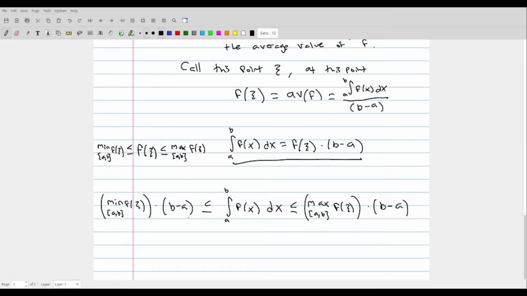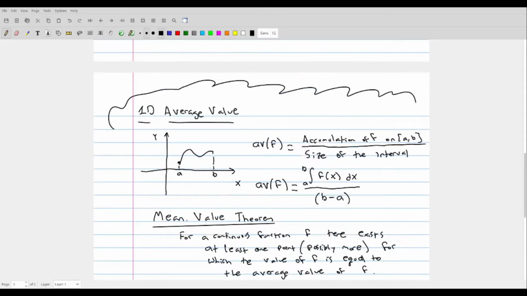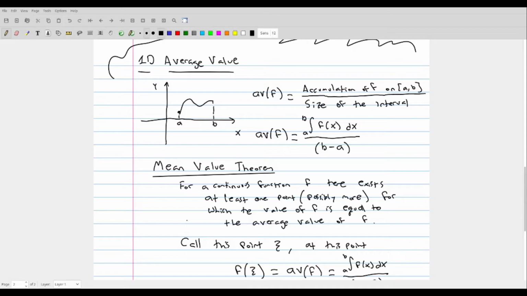It says that for any continuous function on any closed interval from a to b, we can always do this procedure and figure out the maximum possible value for the integral and the minimum possible value for the integral as well. We have an upper and lower bound, which is very useful in many applications. This is a review of the 1D mean value theorem and the 1D average value formula from single variable calculus, the Calc 2 course.